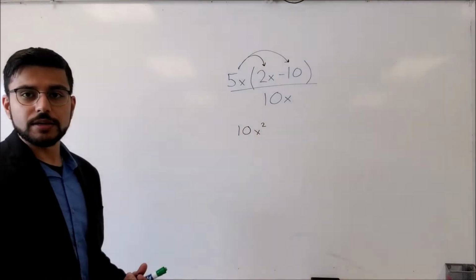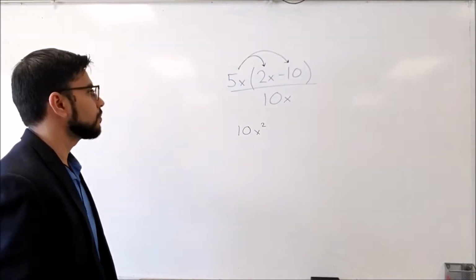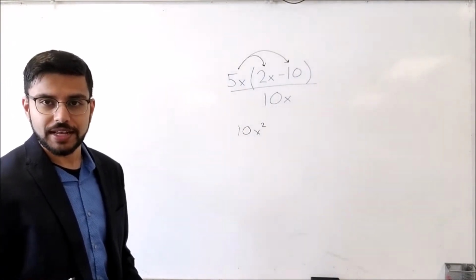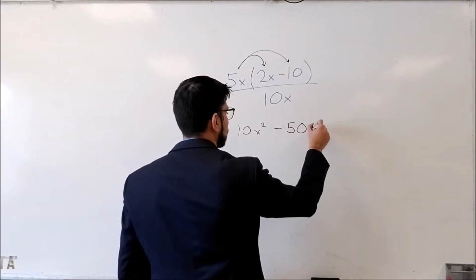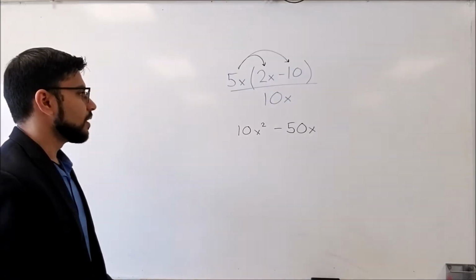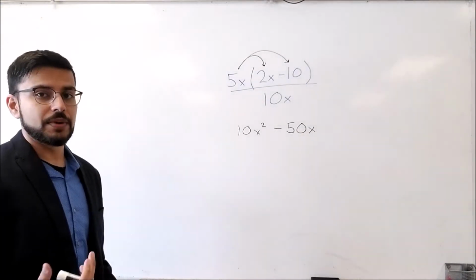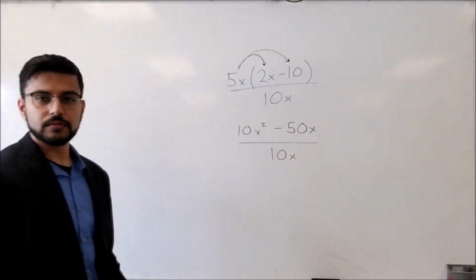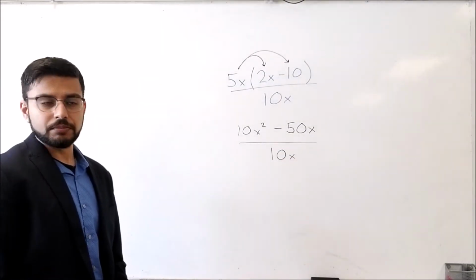So 5x times 2x gives us 10x squared. 5x times negative 10, don't forget about that negative, gives us negative 50x. Now we haven't done anything with that divided by 10x yet, so we're going to put that back in there. Okay, the multiplication step is now done.